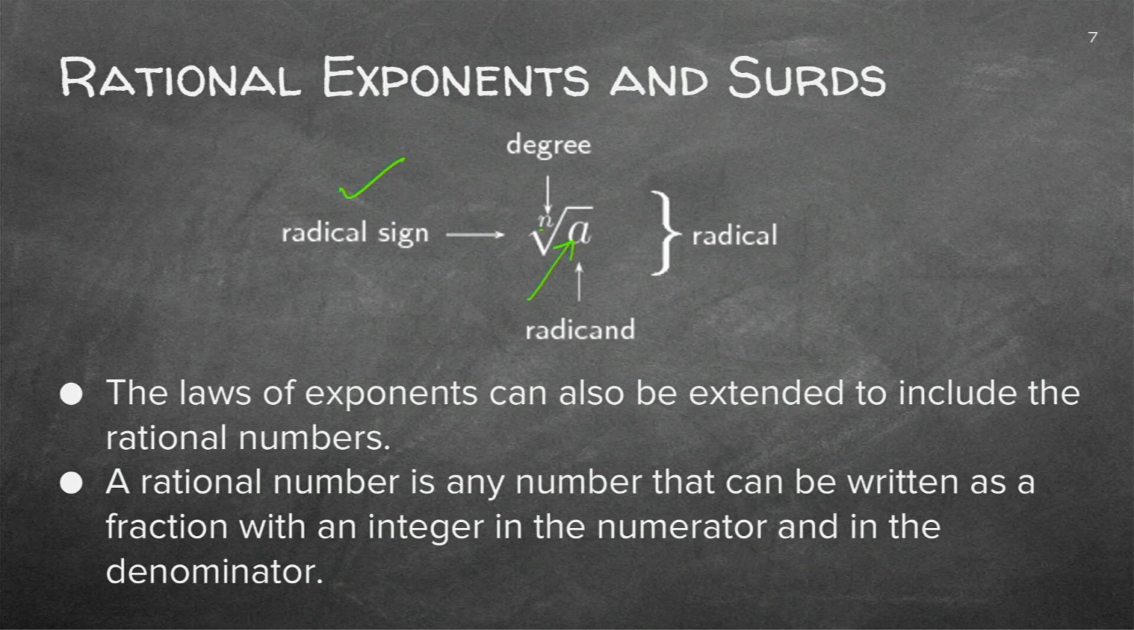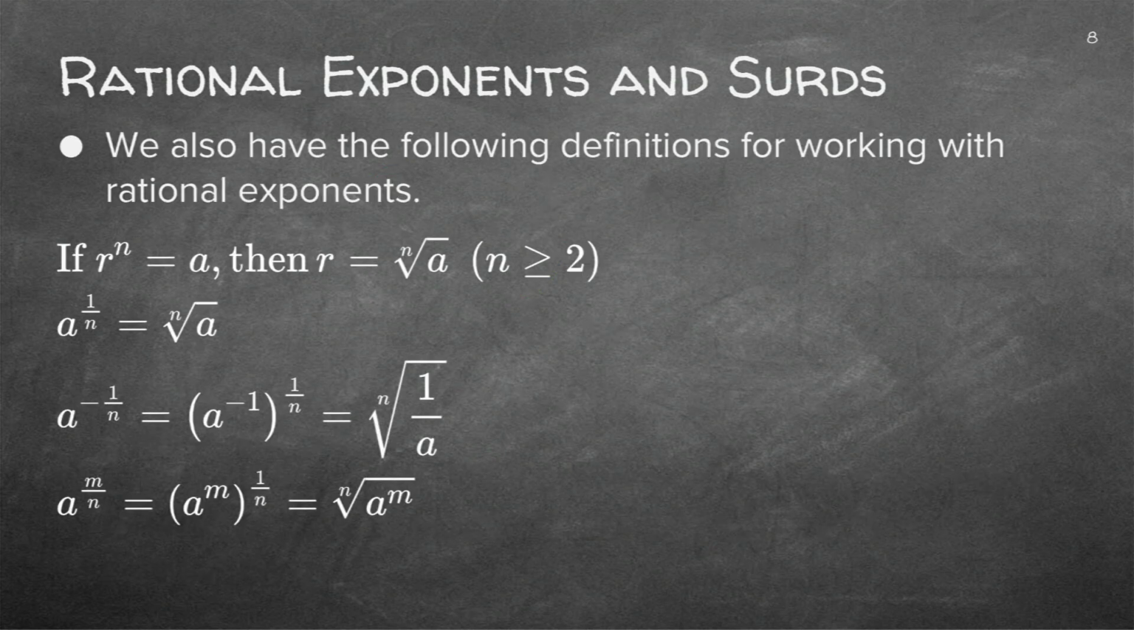So we've worked with a number of laws of exponents, but we can extend them to include what? Rational numbers. A rational number is any number that can be written as a fraction with an integer in the numerator and in the denominator. So we can extend that, and the laws that we find are as follows. So we have the following definitions for working with rational exponents.